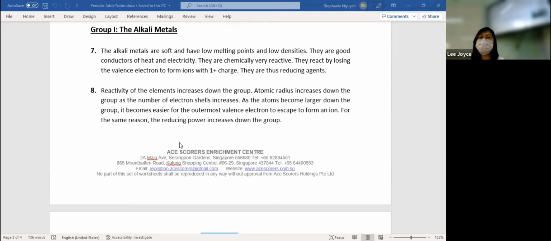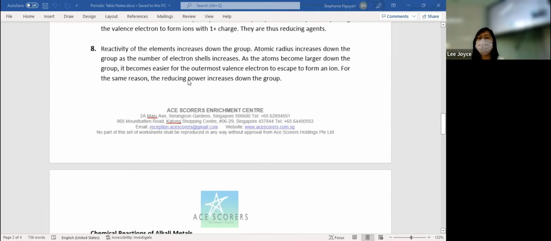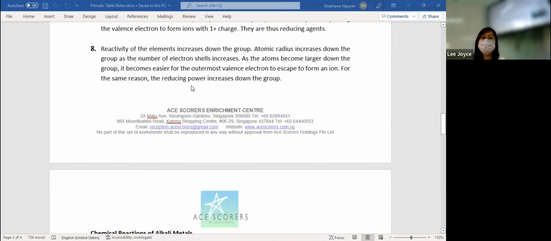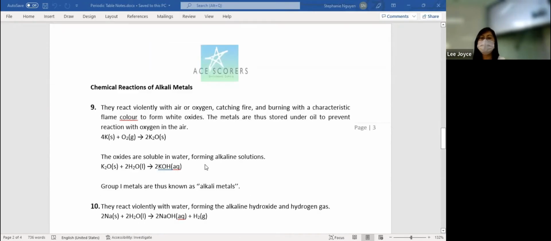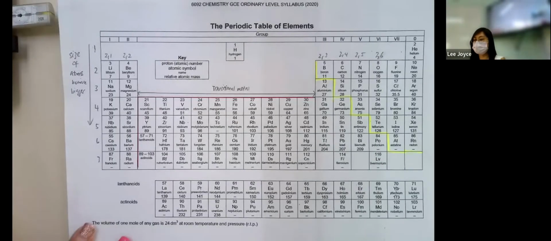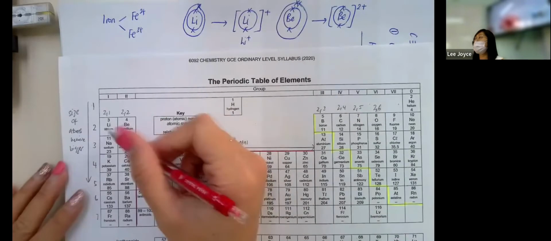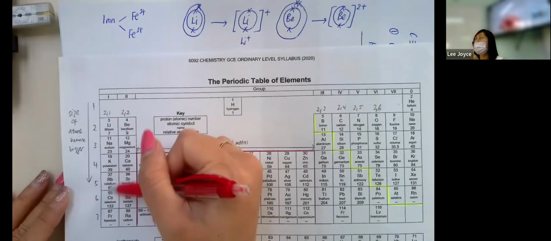So why are they called alkali metals? There's a reason for it. All these metals, such as lithium, sodium, potassium, refer back to the periodic table, they are so reactive that they can react with water to form alkali.